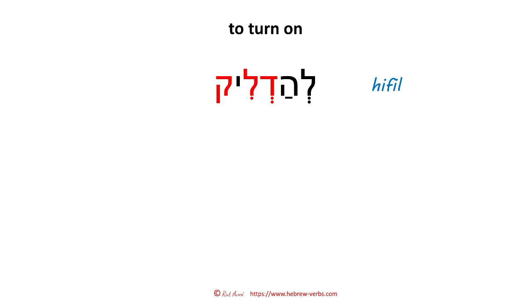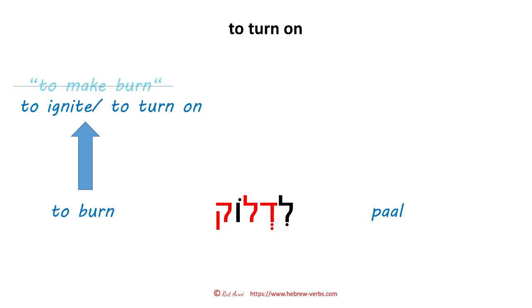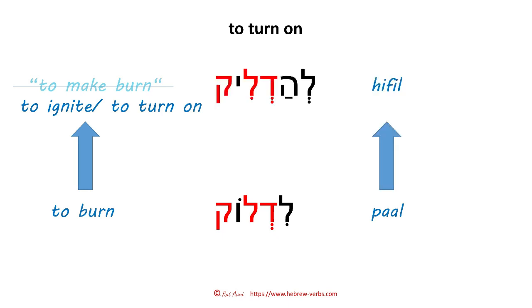What is the character of Hifil? The character of Hifil is most of the time to make somebody do something. So this means if we have a pa'al verb with the same root, and in this case it is to burn, now Hifil would be to make burn. That is in proper English to ignite or to turn on. And here we are in Hifil with lehatlik.